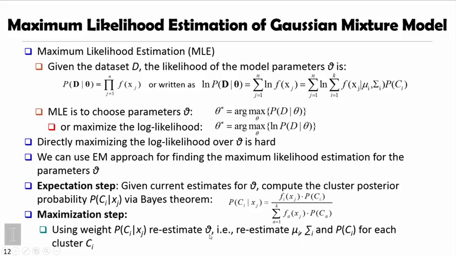For the maximization step, we use the computed cluster posterior probabilities to re-estimate the parameters theta. That means we want to re-estimate mu sub i, sigma sub i, and the probability of C sub i for each cluster C sub i.